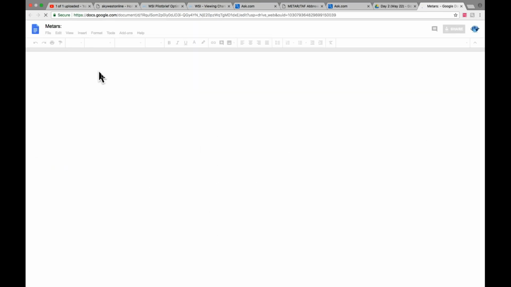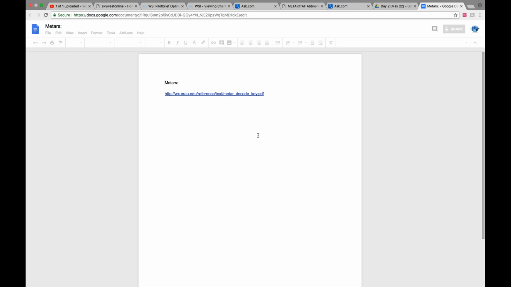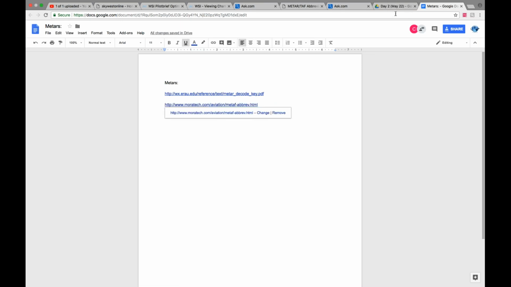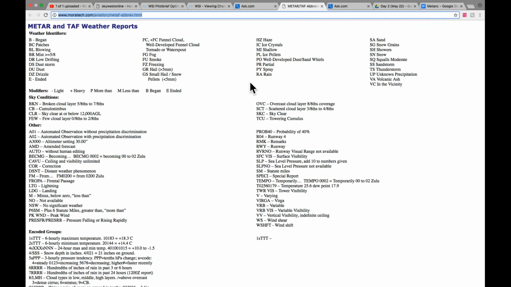As far as this link goes, I'm going to add another reference for you. This Moratech is kind of nice as well. Either one of those is going to give you the same information, but this just lays it out nice and easy for you. So if it's in the sky conditions section, this is all the sky conditions that you're going to see, okay?